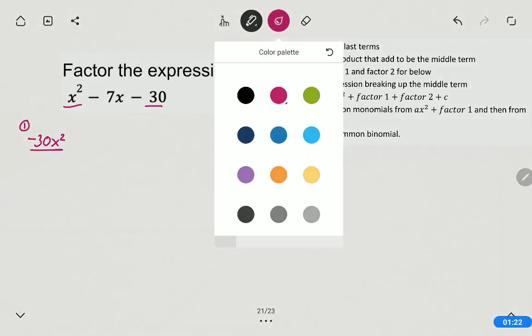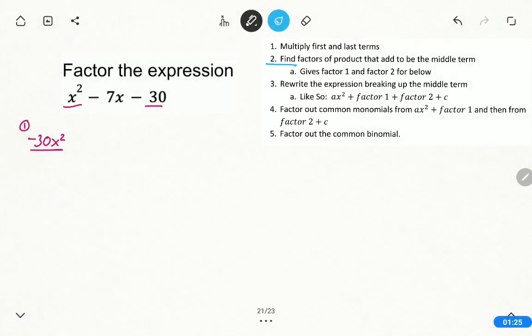Step 2 is to find factors of that product that add up to be the middle term. So if you have a hard time doing this, then a strategy that you can use is just start with 1 and go through the list of factors. So 1 times 30, 2 times 15, 3 times 10, 4 doesn't go into 30, 5 times 6, and any higher I will repeat. So if you're having a hard time figuring out the right combination, first make a list.